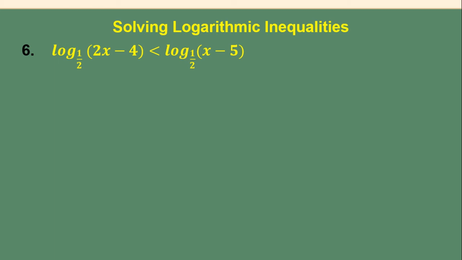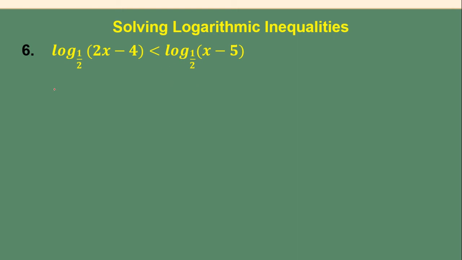Number 6, log of 2x minus 4 with the base 1/2 is less than log of x minus 5 with the base 1/2. So as you can see, our base is less than 1. 1/2 is less than 1. So we will reverse the inequality symbol from less than going to greater than.